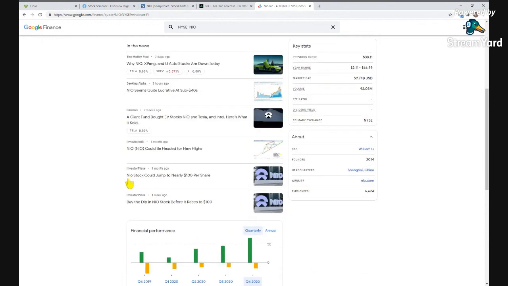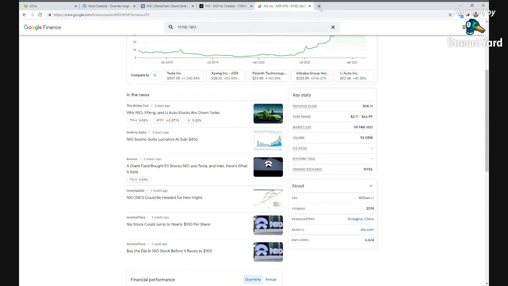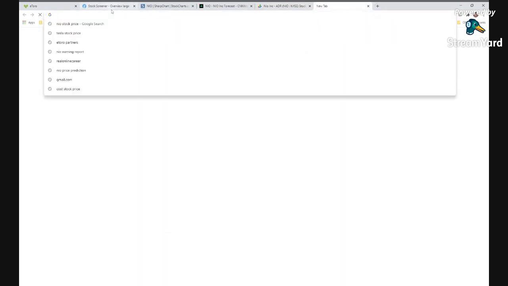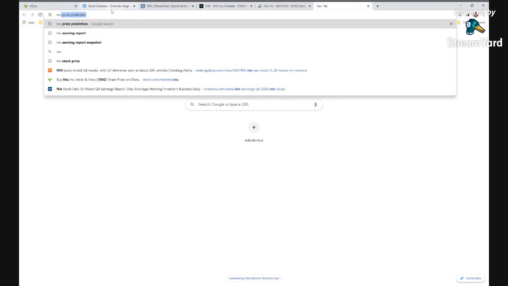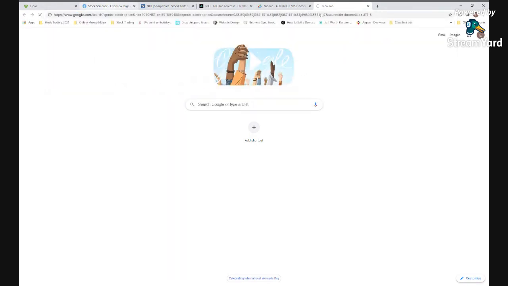Okay, so you read these articles. "Neo stock could climb to nearly $100 per share," but that was a month ago. Two days ago, "Why Neo is down?" Read all these articles. You can also just go to Google and type in Neo stock price. So I'm wondering, why is this stock down?